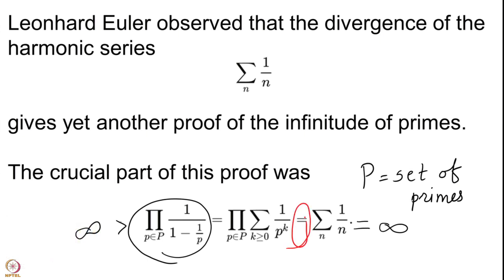However, in this crucial part we are using this equality. How do we get this equality? The equality is okay because we are using the geometric series expansion for 1 upon 1 minus 1 by p. That geometric expansion would give you this geometric series, but to go from here to summation 1 by n, this uses the fundamental theorem of arithmetic, which says that given any natural number n bigger than 1, you can write n as a product of primes in exactly one way. The uniqueness is only up to the order of the factors that you may write.